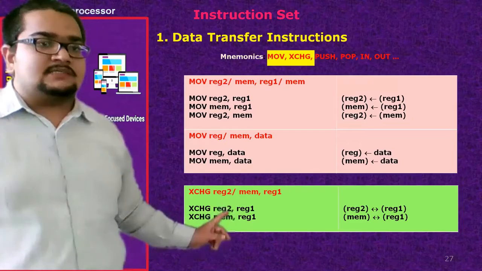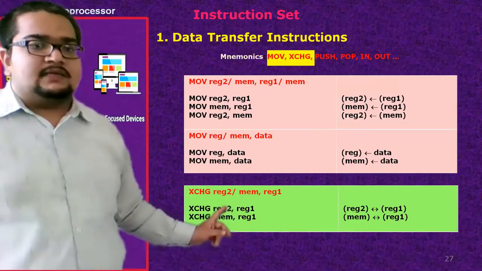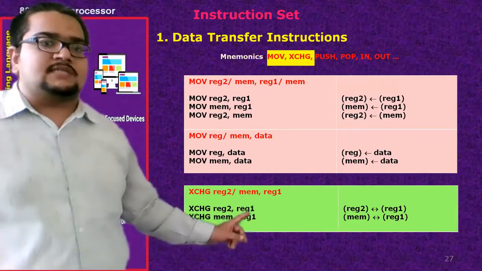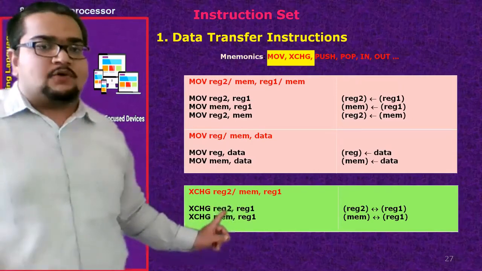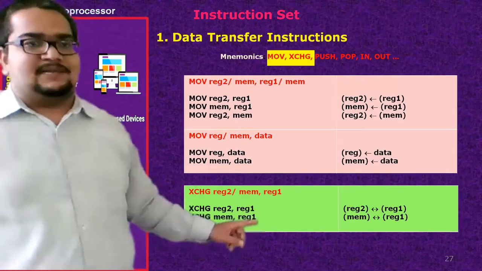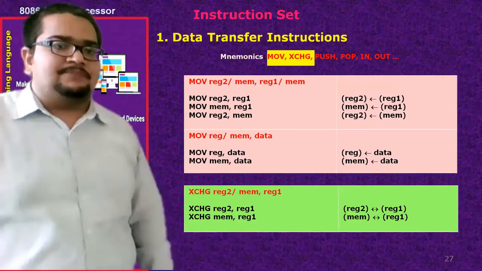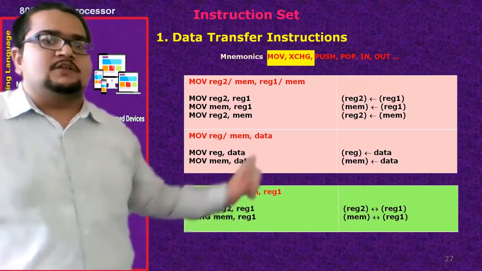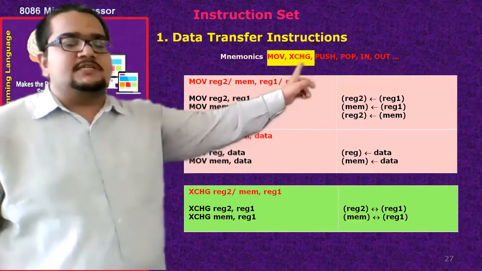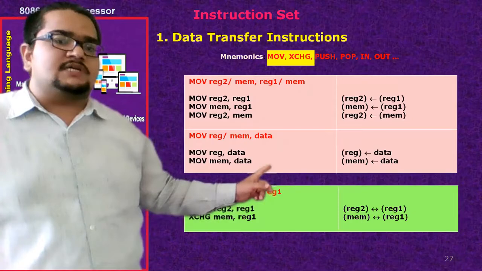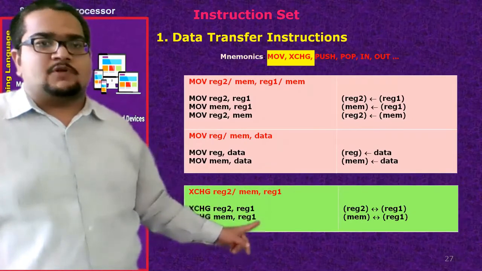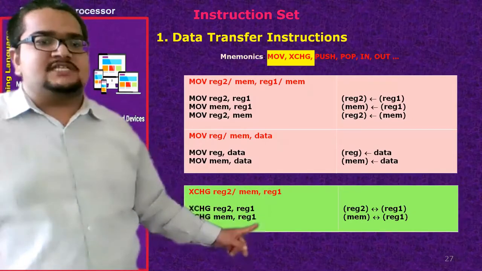Suppose there is some number 3 in register 2 and 4 in register 1. After executing this instruction, register 2 will contain 4 and register 1 will contain 3. So they just exchange their data. So that is the exchange instruction. The move instruction is this, the exchange instruction is this. These are the possible addressings followed in the move instruction, and these are the possible addressings followed in the exchange instruction.